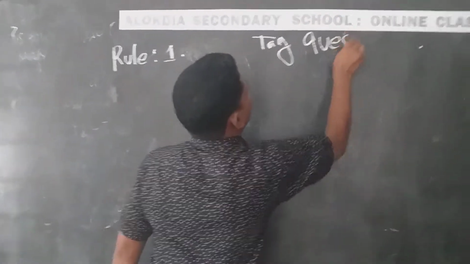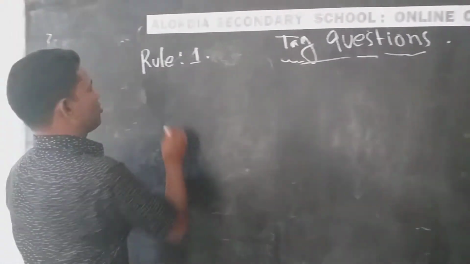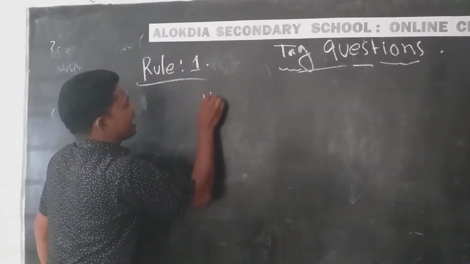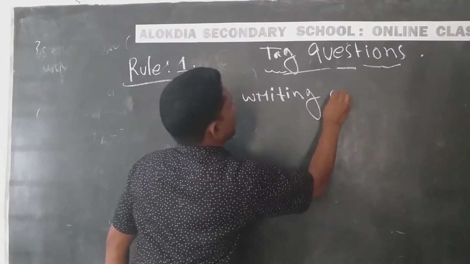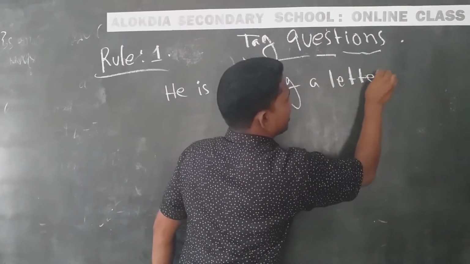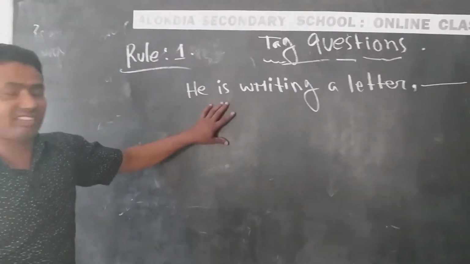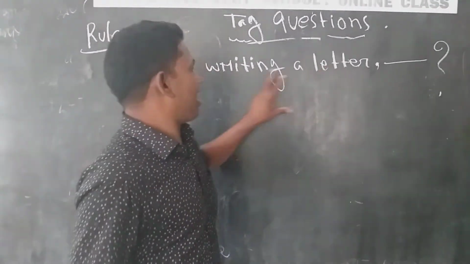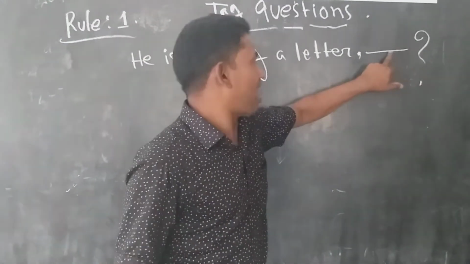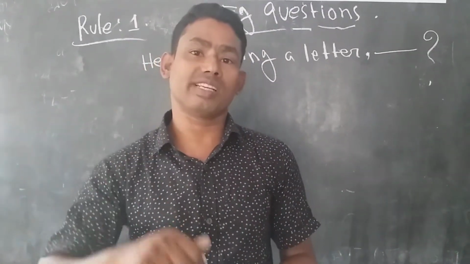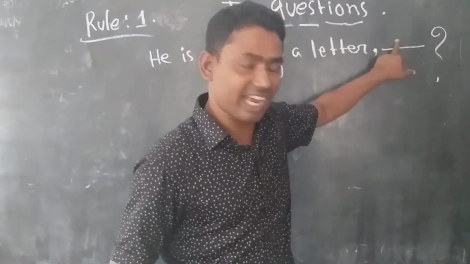Tag questions. First rule. He is writing a letter. Dear student, follow the sentence. This is the main sentence. And after that there is a comma and after that there is a gap. And at the end of the sentence, there is a question mark. This is a main sentence and we have to fulfill this gap by a tag question.